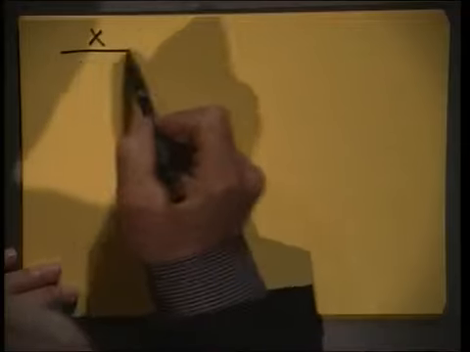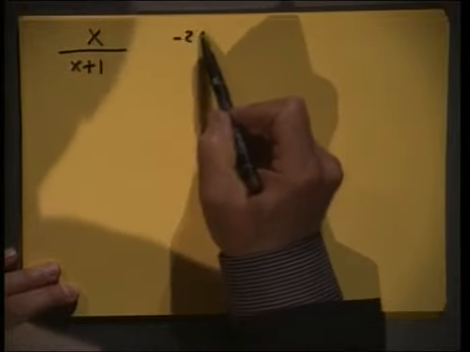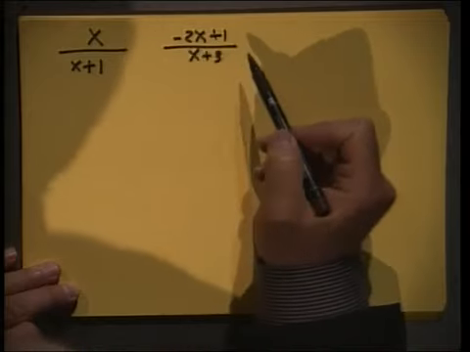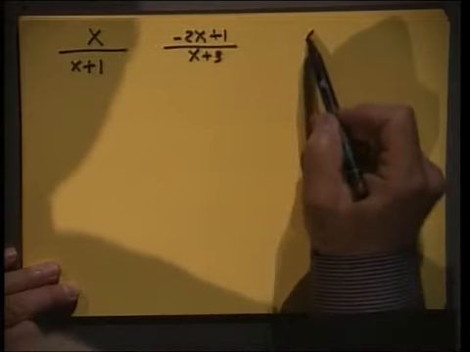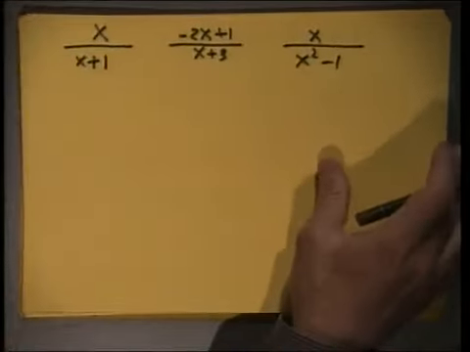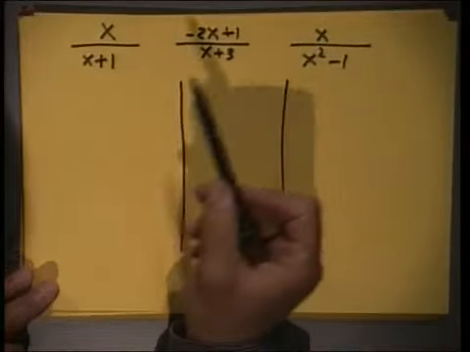For example, if you consider something like x over x plus 1. Or suppose, for example, you get minus 2x plus 1 divided by x plus 3. Or, for example, x divided by x squared minus 1. It would really be a shame to use a machine to draw the graphs of these functions, because actually, these graphs have simple properties.